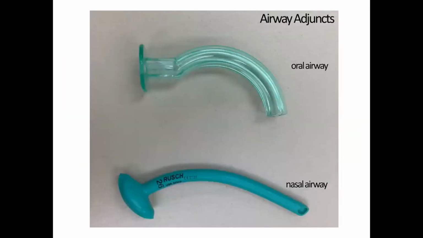In terms of your airway adjuncts, I'm sure you're all familiar with these, but you've got an oropharyngeal airway at the top and a nasopharyngeal airway at the bottom. They come in various sizes and various colours.